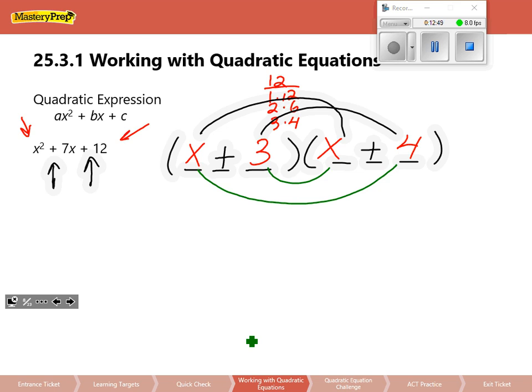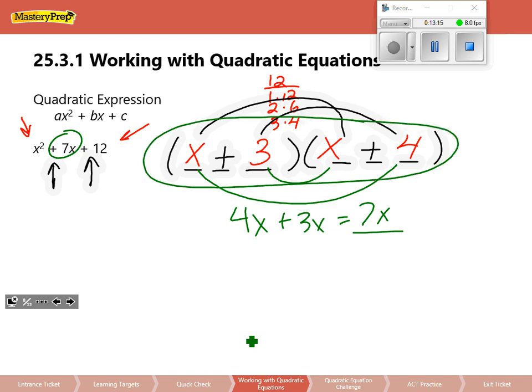middle term. So if we do x times 4, we get 4x. 3 times x is plus 3x. Now what is 4x plus 3x? So 7x. That's our middle term. Positive 7x, we got positive 7x. Those are the same, yes? So this here is the factorization of x squared plus 7x plus 12. And that's it.